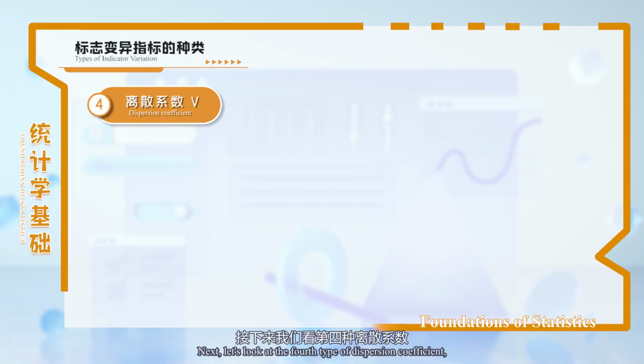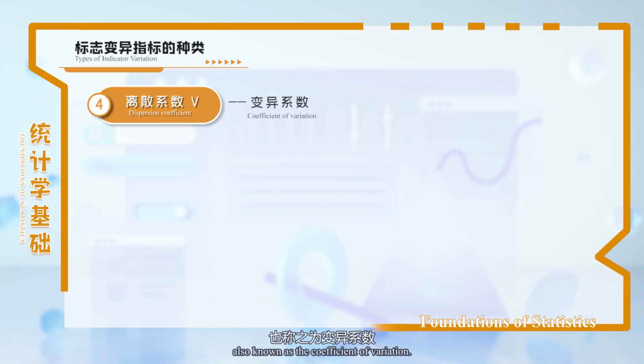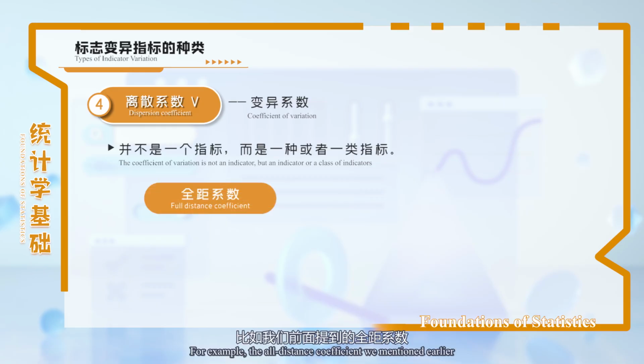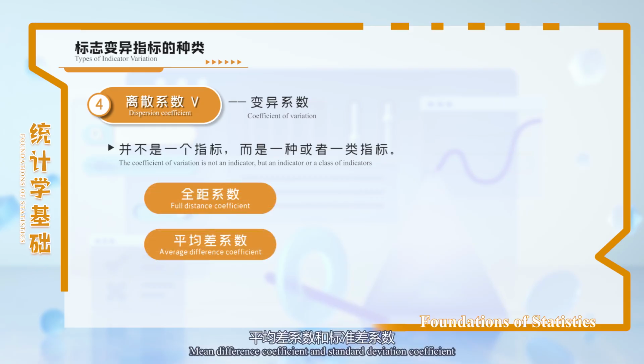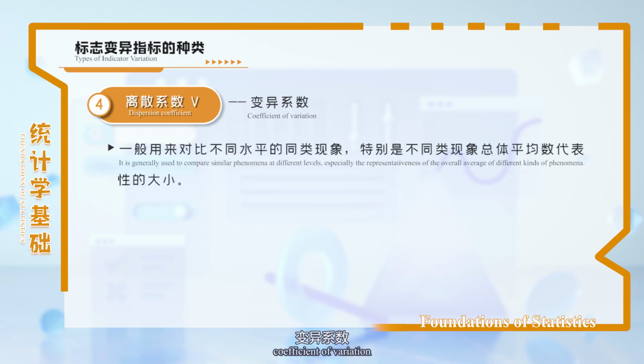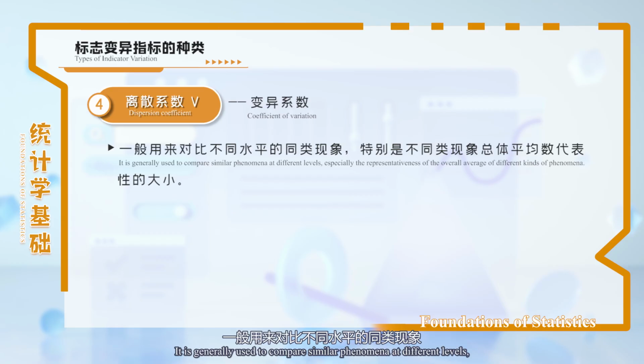Next, let's look at the fourth type of dispersion coefficient, also known as the coefficient of variation. The coefficient of variation here is not an indicator, but a class of indicators. For example, the range coefficient we mentioned earlier, the mean difference coefficient, and the standard deviation coefficient are all variation coefficients. The coefficient of variation is generally used to compare similar phenomena at different levels, especially different types of phenomena, and the representativeness of the overall mean.